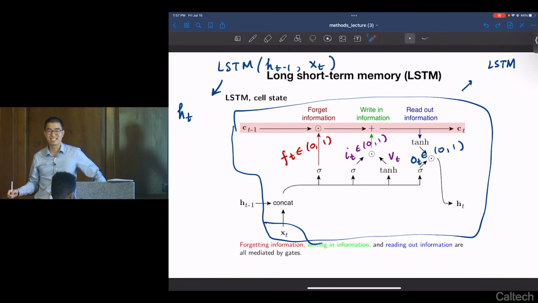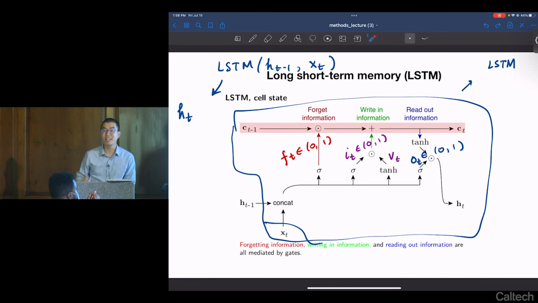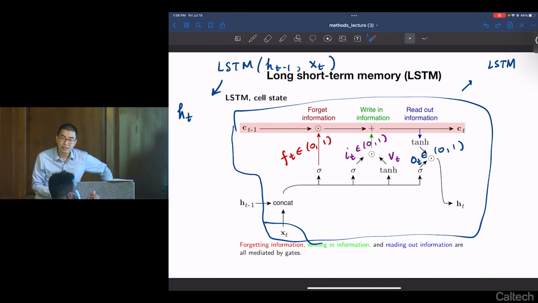Okay, any questions there? I can see from the three components here that the forget part is the long-term memory, and the writing of information is the short-term memory part. Does the readout affect how much the network remembers?